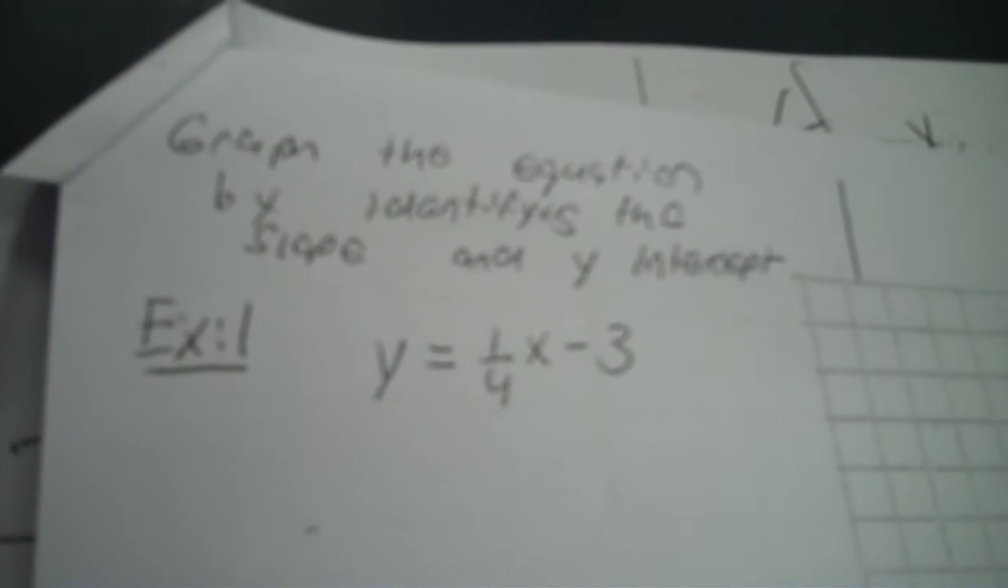Now, we're going to do a quicker method here on graphing, okay? Because that takes a long time. There is a quicker way. And it says, graph the equations by identifying the slope and the y-intercept. So the equation says y equals 1/4 x minus 3.